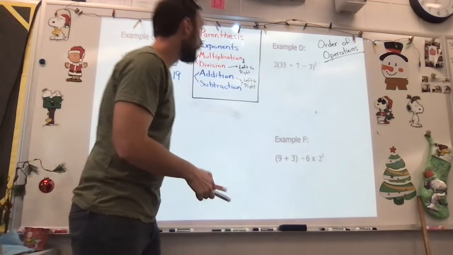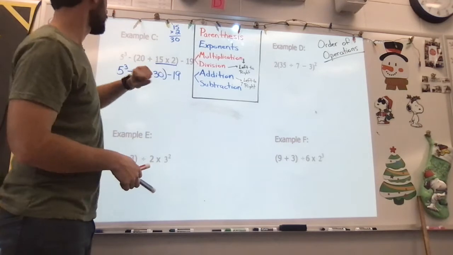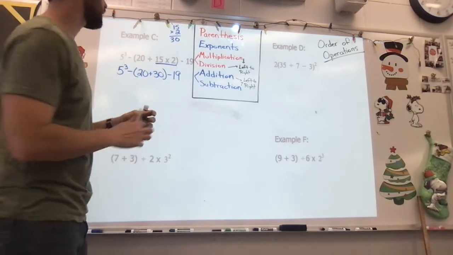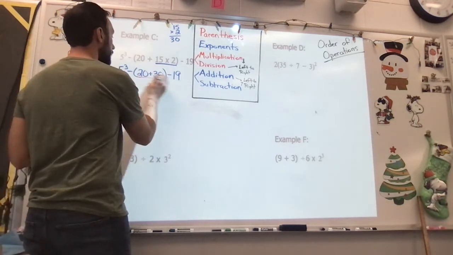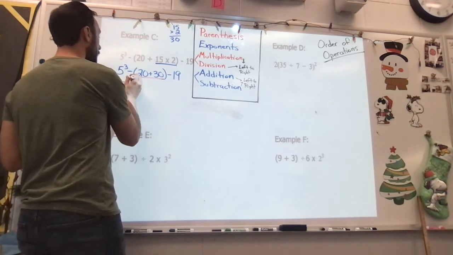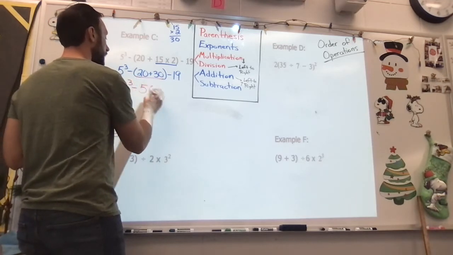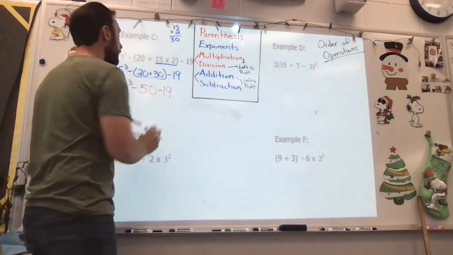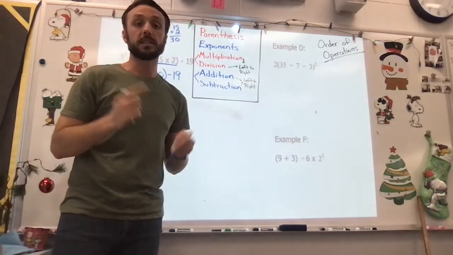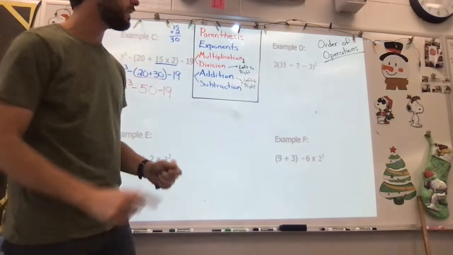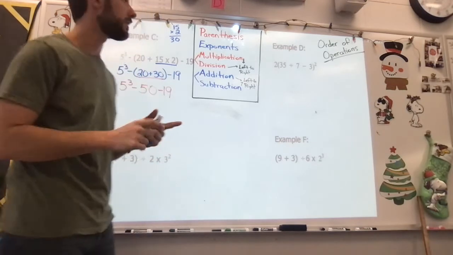Go back to my checklist. Do I have any parentheses? Yes, I do. I need to do that next. 20 plus 30 is 50. So I'm going to put 5 to the third power minus 50 minus 19. And if you notice, I dropped my parentheses because there's only one number left in there. And once I get down to just one number, I can drop those parentheses.